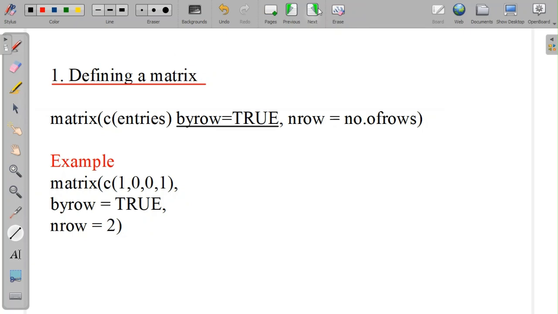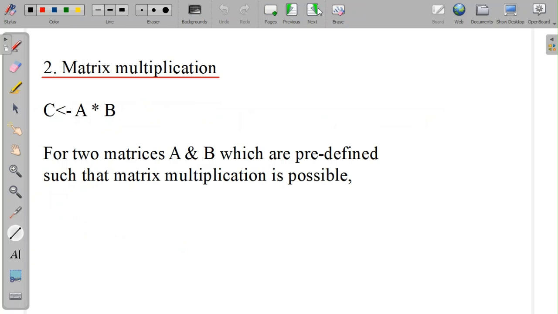The second function we look at is to multiply two matrices where the orders are compatible for matrix multiplication. We assign the product of the two matrices to the variable C, and that will be enough.